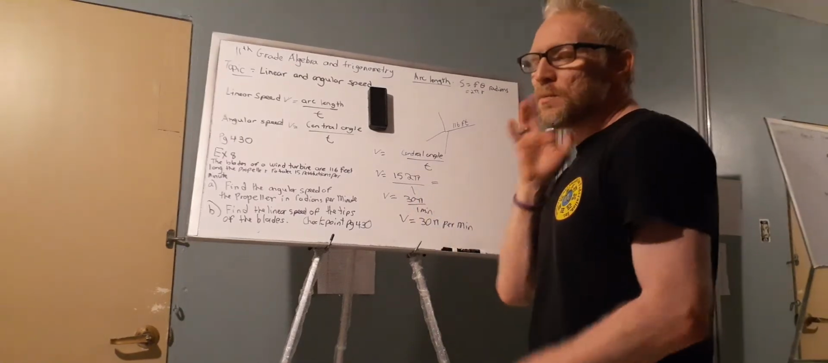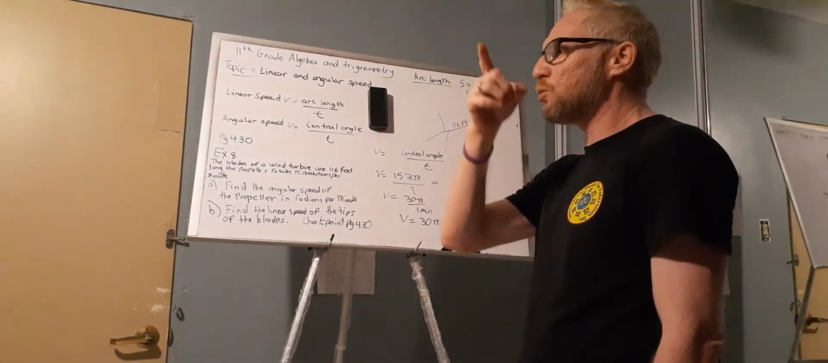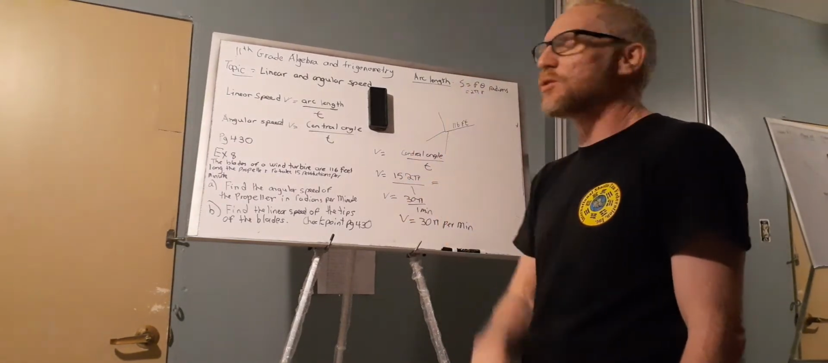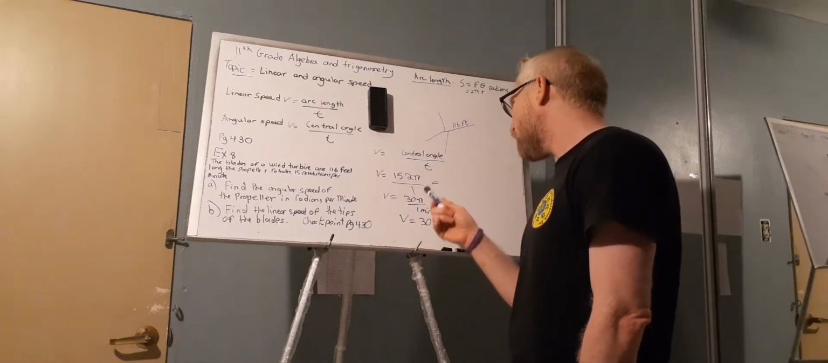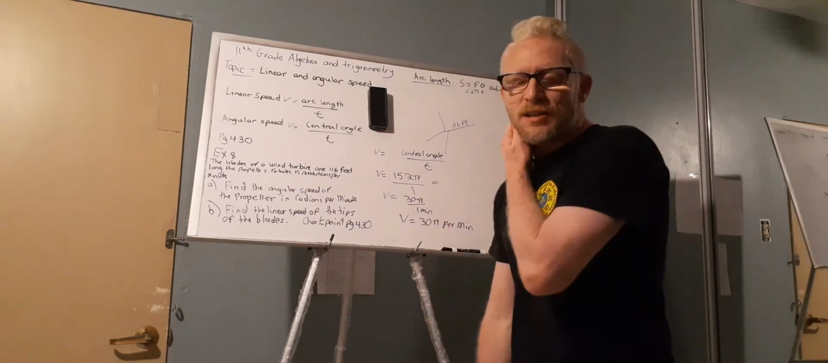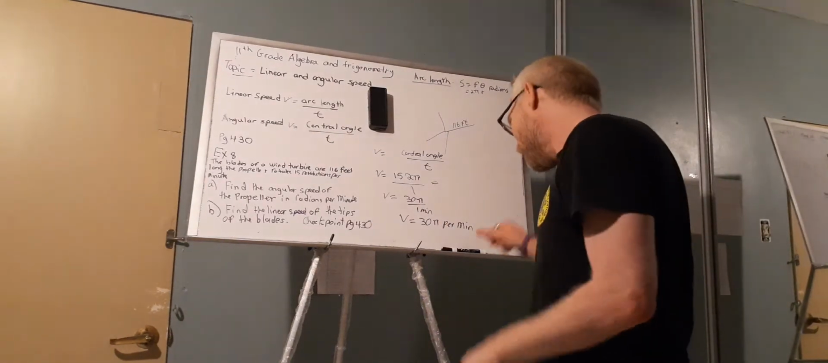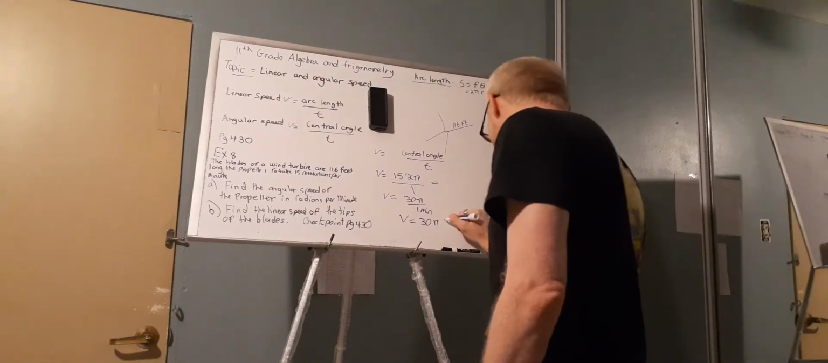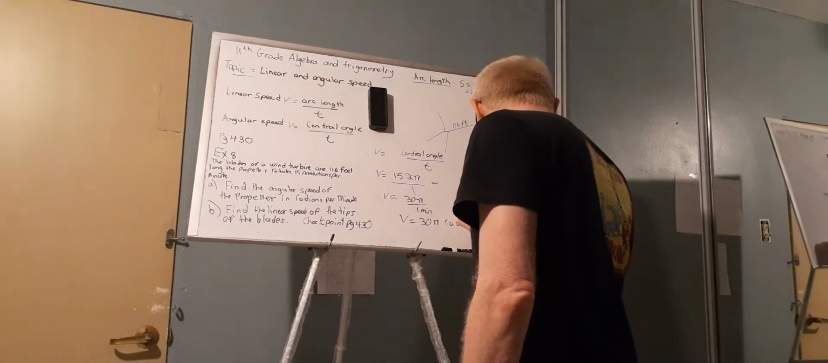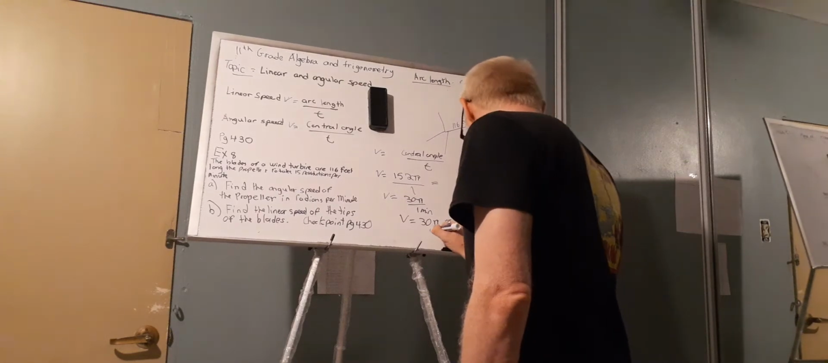So 15, because 15 is the revolutions, times 2 pi, because every time you go around the circle one time is 2 pi. So you multiply 15 times 2, which is 30, bring down the pi sign, and then the time is 1 minute. So it's 30 pi divided by 1, and your answer is 30 pi radians per minute.